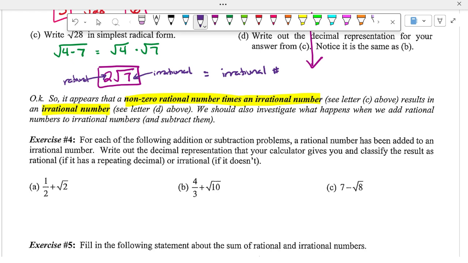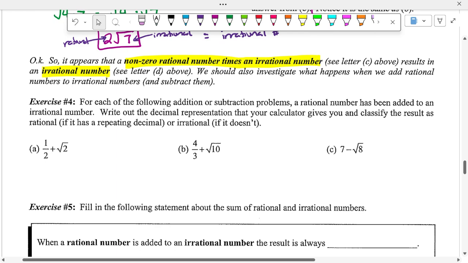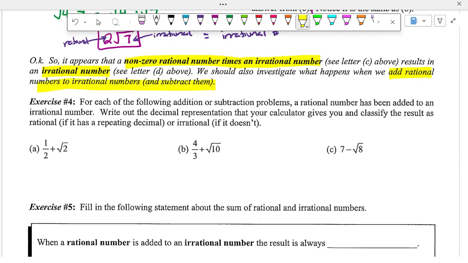All right. Now, let's investigate some things that happen when we add or subtract rational numbers to irrational numbers. So here's what I want you to do. Put this first one in your calculator. So do 0.5 plus the square root of 2, and tell me what you get. Like, do you think it's going to be a rational or irrational number?